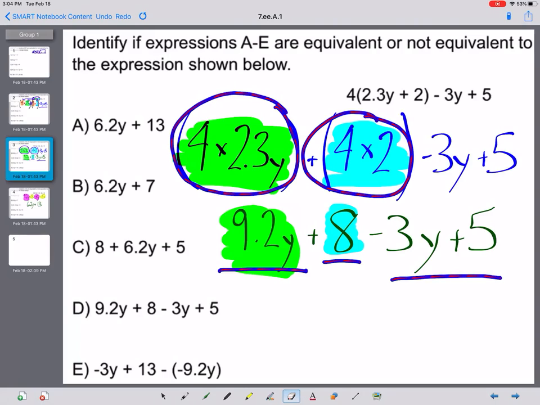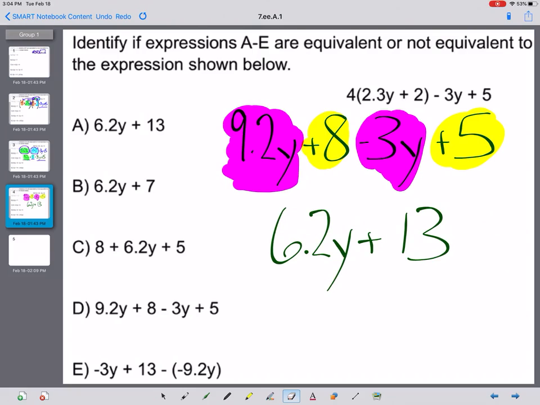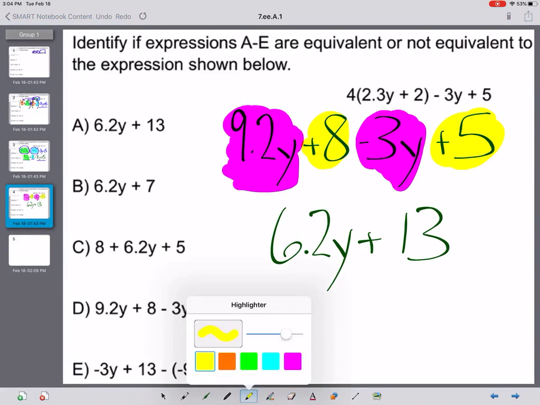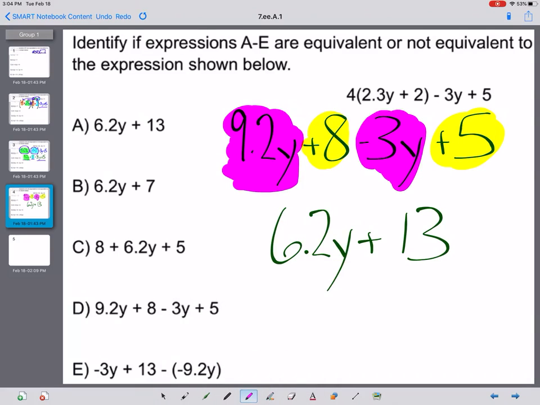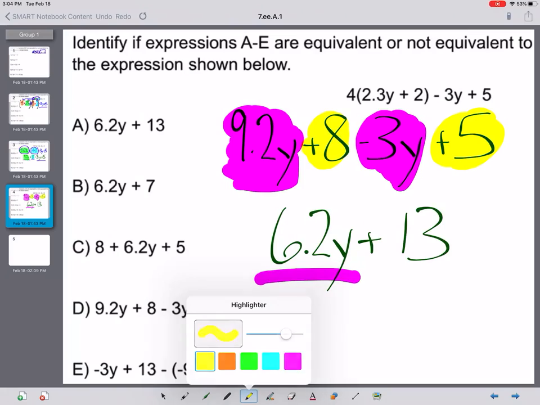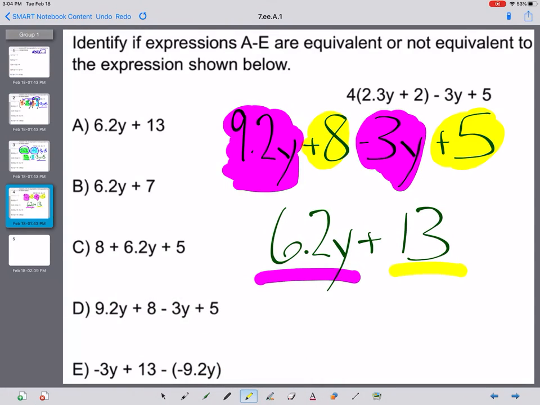like terms. Like terms are terms with the same variable part. On this next slide, you'll be able to see how I've highlighted in pink 9.2y and negative 3y. Those are like terms. We can combine those. As you can see, I've done that for you, and you get the positive 6.2y, and then in yellow, the constants of 8 and 5 add up to be 13. So let's see which ones, a through e, are equivalent and which ones are not.